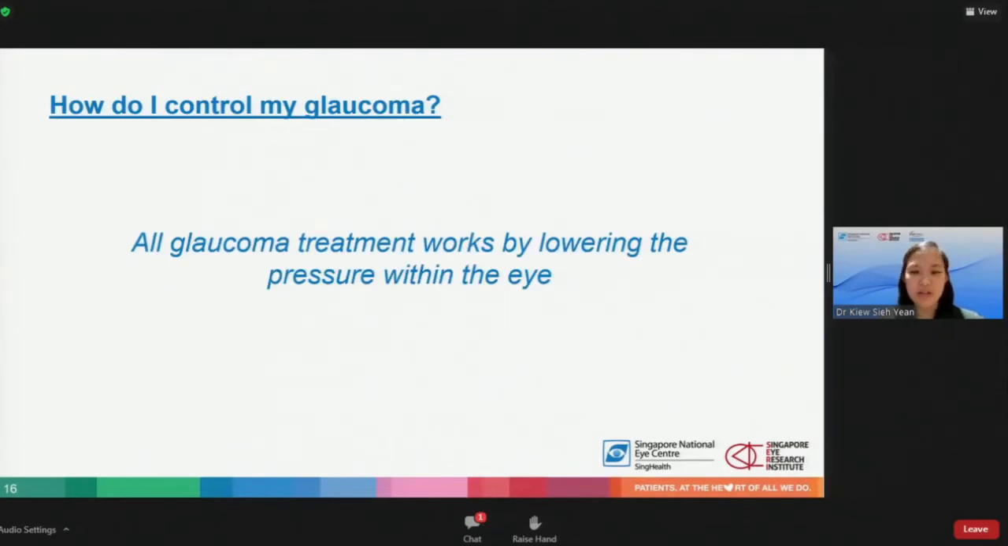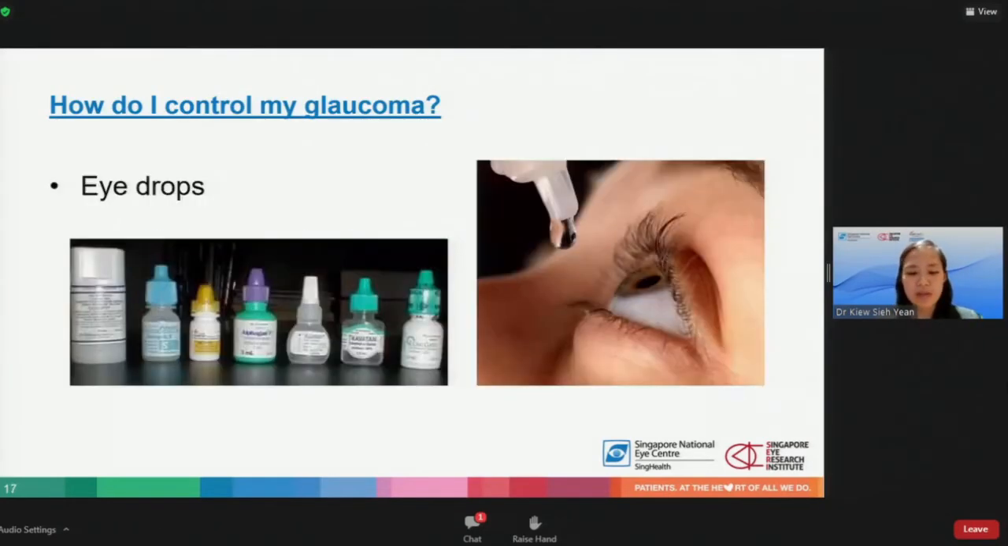All glaucoma treatment works by lowering the pressure within the eye. This is often done using eye drops. There are many types of glaucoma eye drops, all of which work in different ways. It is very important to use them exactly as instructed to make sure they work correctly, to lower the eye pressure and protect the nerve from further damage.